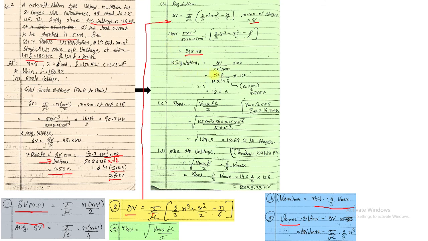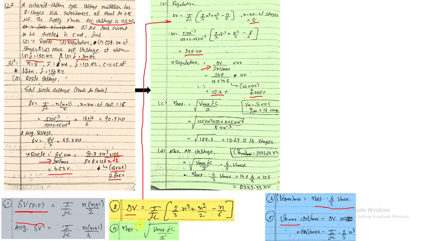So percentage regulation will be delta V by 2n Vmax. From this formula you can calculate the percentage regulation. If you are taking 125 kV as your maximum value, then it is 12.4%. If you are considering it as an RMS value, then it is 8.768%.